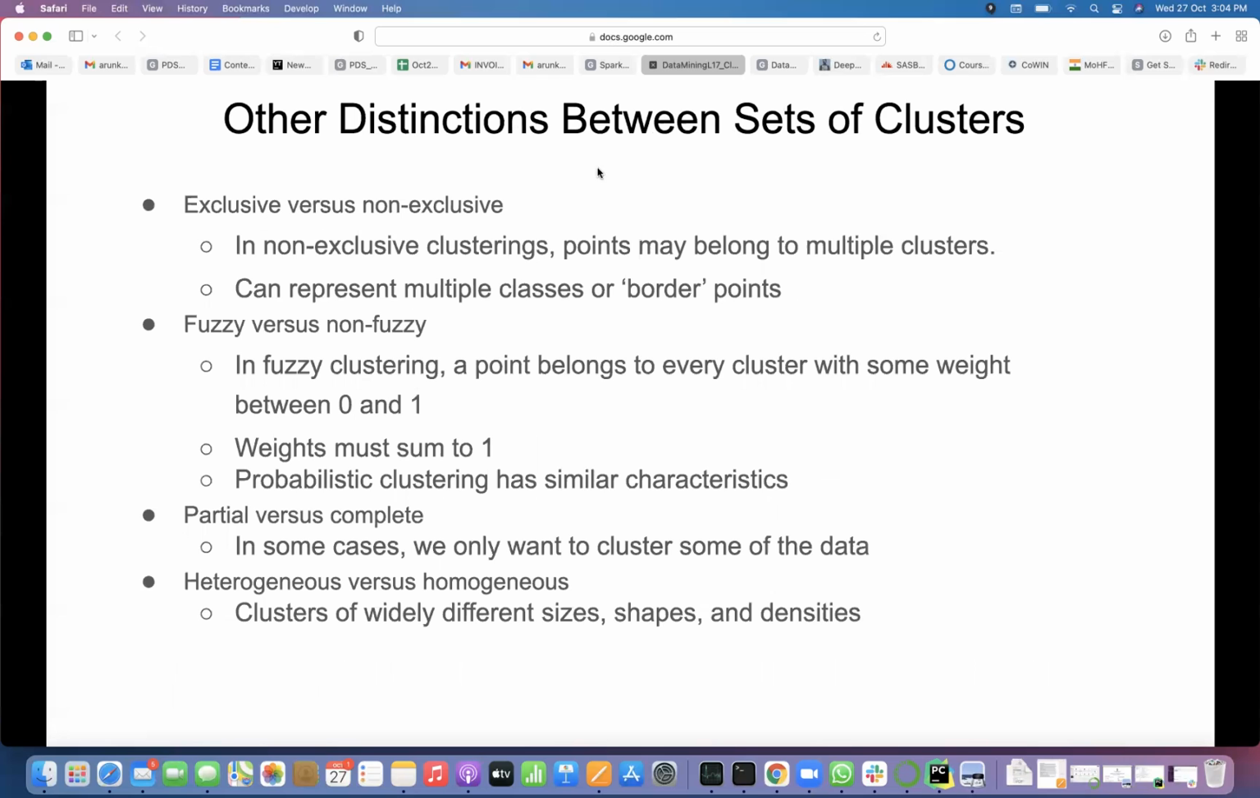Other distinctions between sets of clusters: exclusive versus non-exclusive. In non-exclusive clusterings, points may belong to multiple clusters.